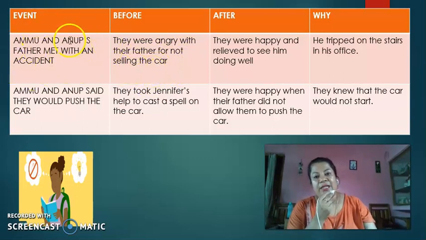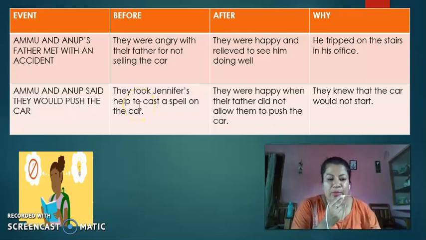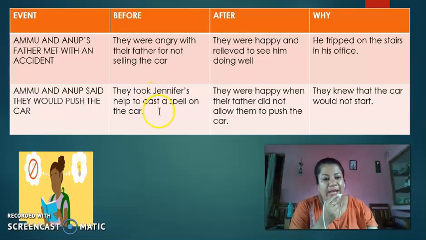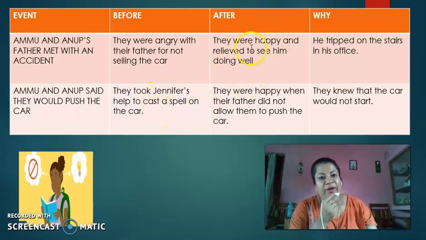Now after the father met with an accident, if you remember, they cast a magic spell on the car, isn't it? So once they have already done this, how do you think they felt? They felt that the reason the father met with his accident was their fault. They started feeling very guilty, and when they went to meet him in the hospital, they were very happy and relieved to see that he was doing well, and it was not because of them. He did not meet with any accident, but instead he tripped down the office stairs, okay? So over here, after, we know that they were very happy and relieved.